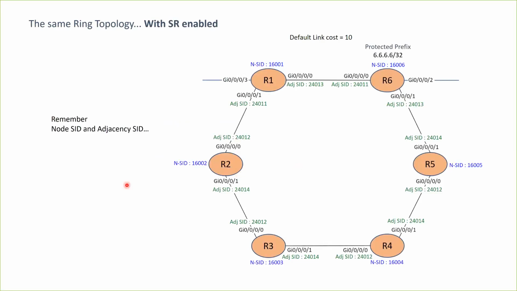Again, I hope you remember node SIDs and adjacency SIDs. So again, just make a note of the node SIDs. R1 is 16,001, R2 16,002, R3 16,003, R4 16,004, R5 is 16,005, and R6 is 16,006. Adjacency SIDs are dynamically allocated, if you remember, though we can manually give them. By default they're dynamically allocated. Node SIDs are manually given. These are the adjacency SIDs as per the topology when I was doing the lab, and I've noted them down here, because whatever output you see later will be based on these.